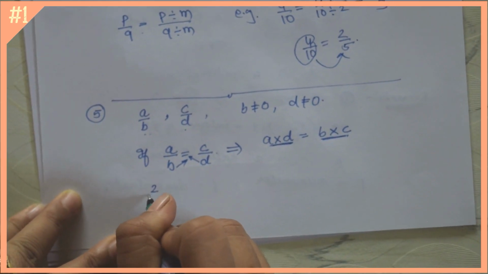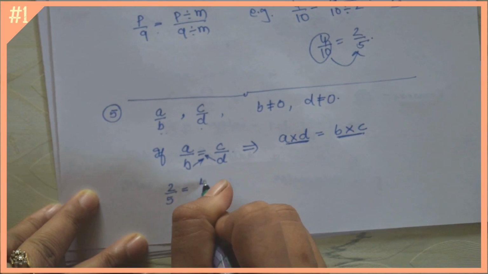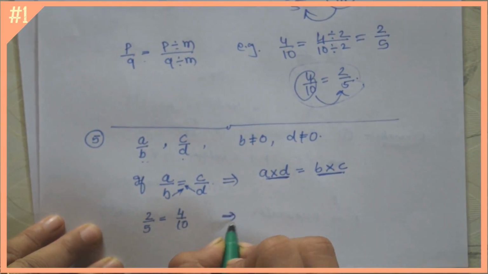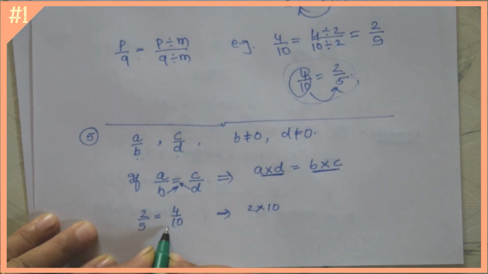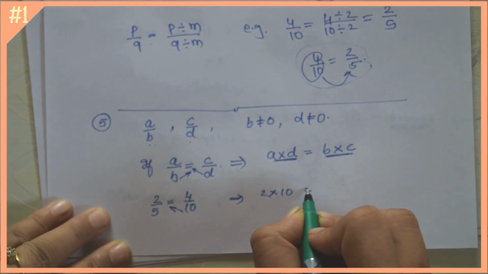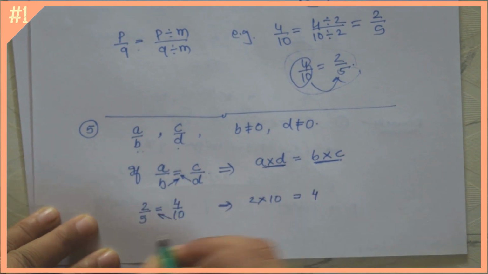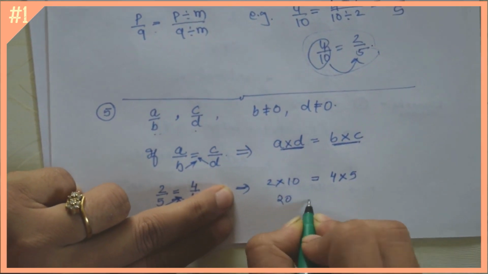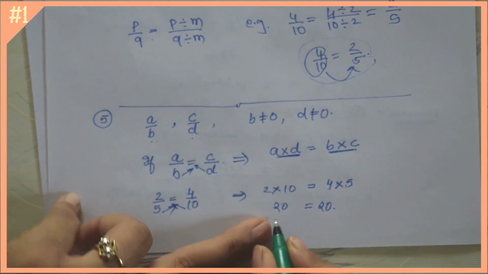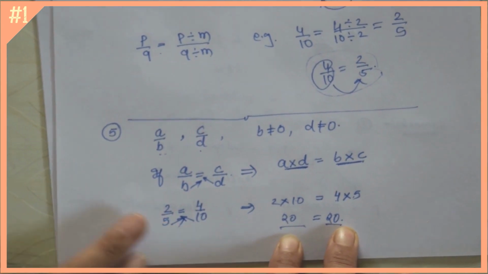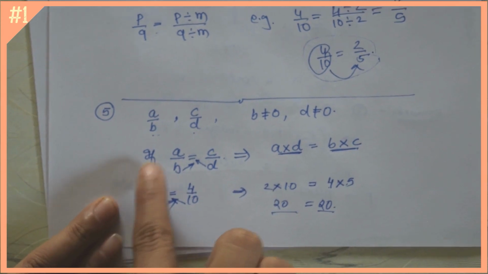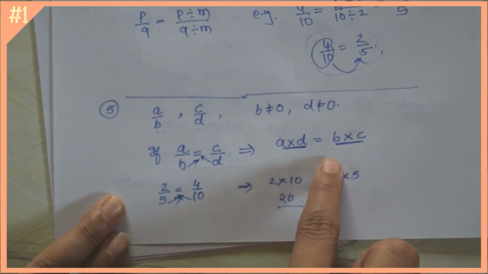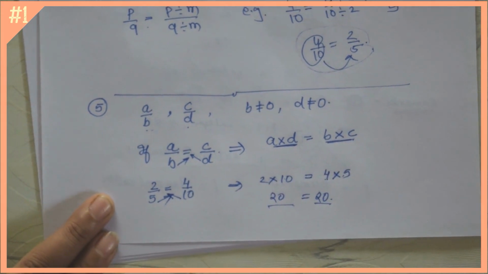Again, if you want to take an example, 2 by 5 is equal to 4 upon 10. I am taking the same example. So if I take 2 into 10, I am moving 10 to the left hand side, the equal to sign remains there, then I am moving 5 to the right hand side. So 2 tens is 20 and 4 5s is 20. That means I am getting the same value on both the sides. So it proves this statement: if a upon b is equal to c upon d, then a into d is equal to b into c. Fine.